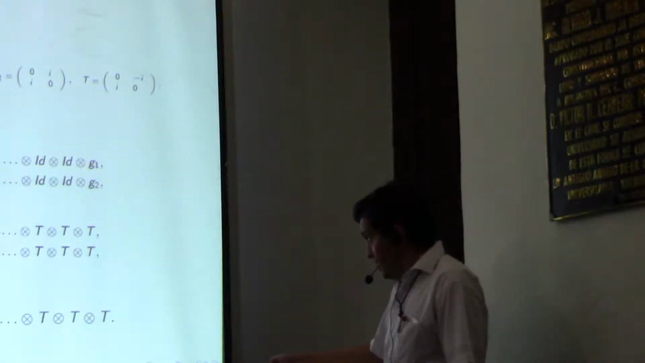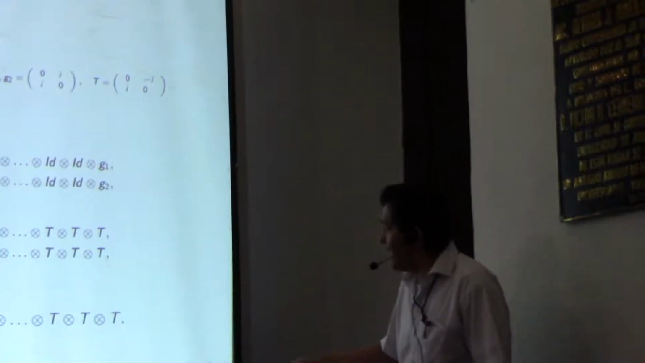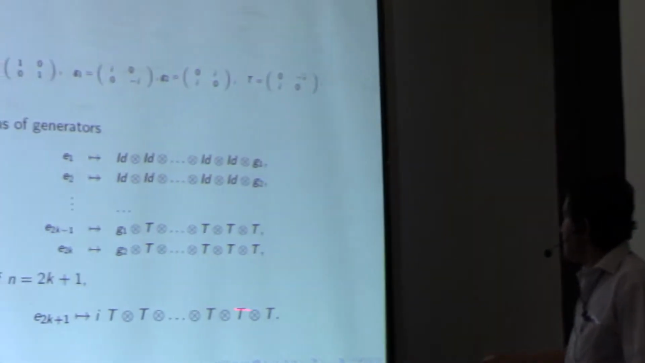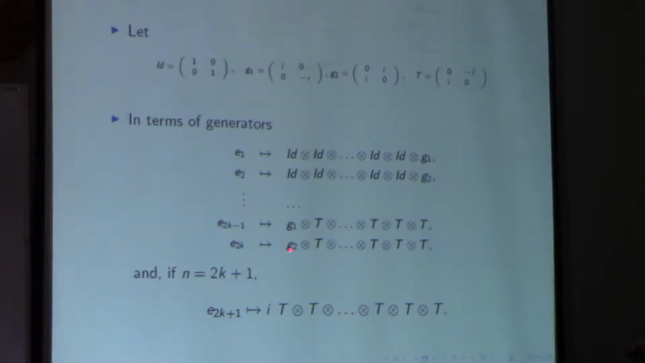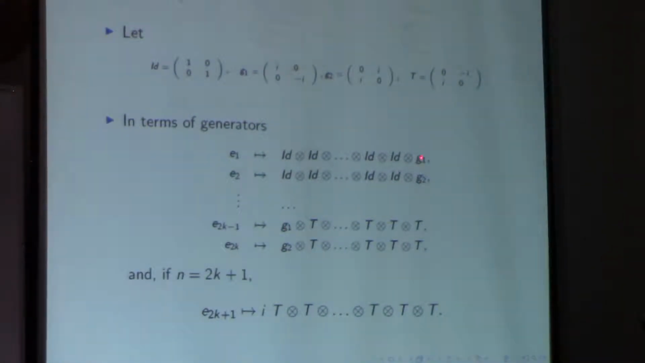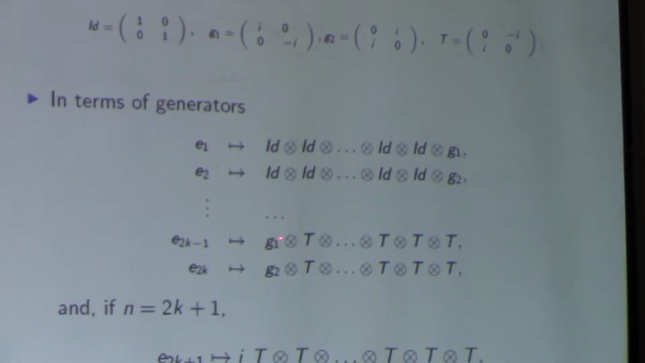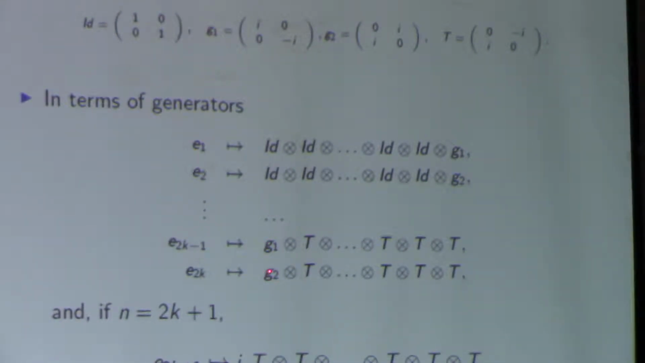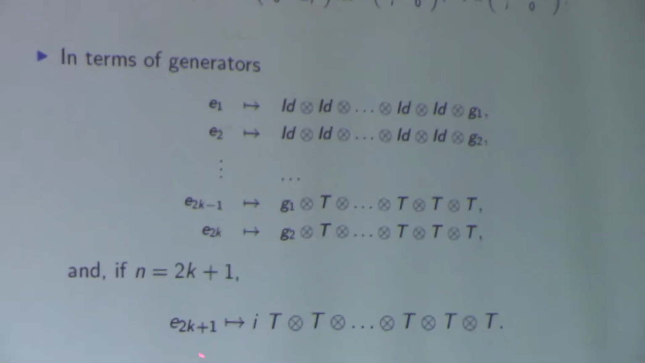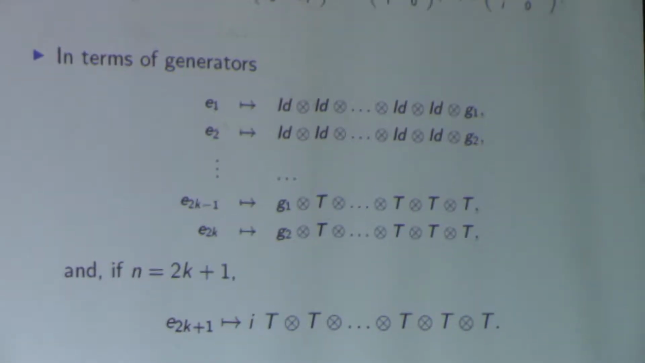In the case of n odd, the last vector has to be mapped in a slightly different way because there are no more spaces to put G1s and G2s. You see G1, G2, and then the next space will be T and G1, G2, and so on. You go shifting, shifting, shifting. The last two, G1, G2, and if you have an extra one, then everything is T with an I. Okay? I here.